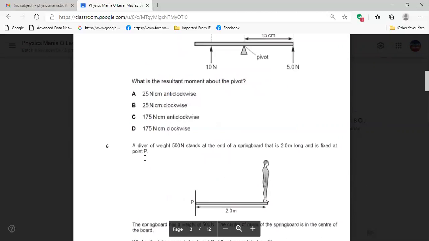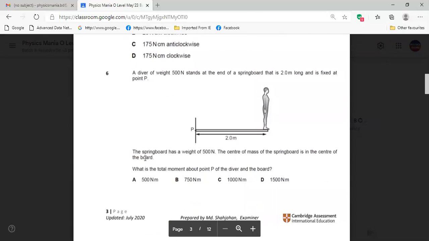This one was easy. Then this one was a little bit tricky, right? We have to take the distance for the weight of the object from the center of the board. That is the tricky part. That is 1 meter. The distance from the pivot will be 1 meter. Then if you add, it will come to 1500.